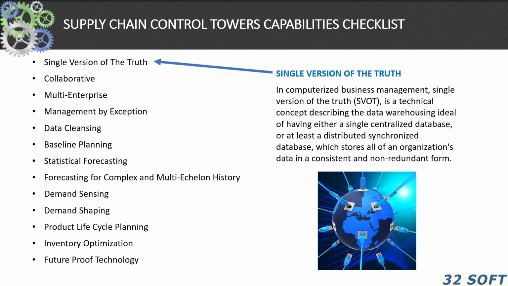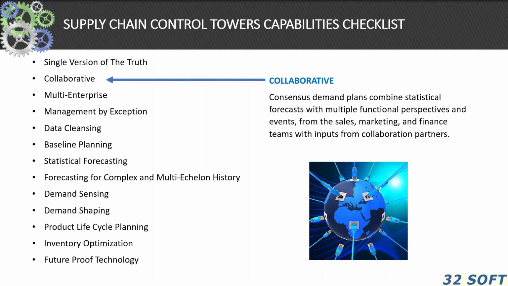First is this computerized business management concept of a single version of the truth, SVOT. This is a technical concept describing the data warehousing ideal of having either a single centralized database or at least a distributed synchronized database which stores all of the organization's data in a consistent and non-redundant format.